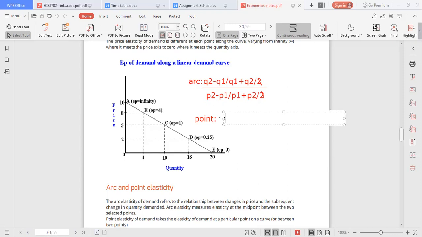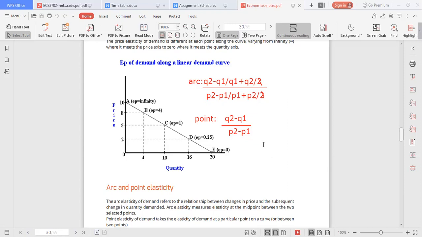Q2 minus Q1, and then you multiply it by 100, divided by P2 minus P1. And then you multiply it by 100 so that it becomes a percentage, divided by P2 minus P1. So if you multiply it by 100 and multiply here by 100, it's simply the same.